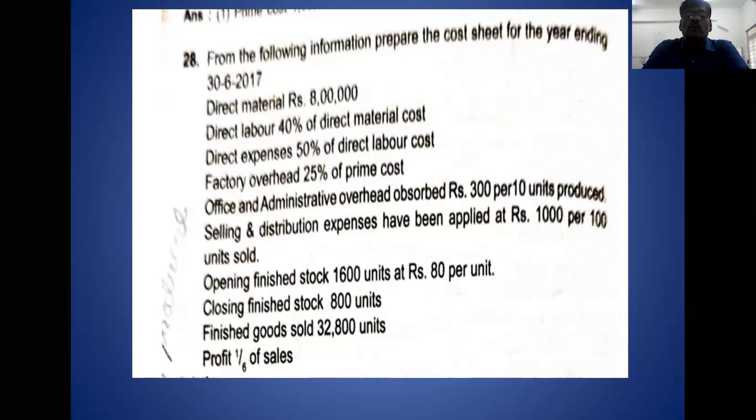And finished goods sold. Finished goods sold is 32,800 units. It is the complication you see here. How many units you sold is given in the problem. Units produced is not given in the problem. In the problems already solved, there was unit produced. But in this problem, unit sold is given. So you have to calculate unit produced.